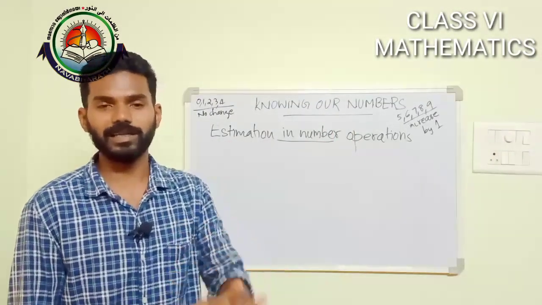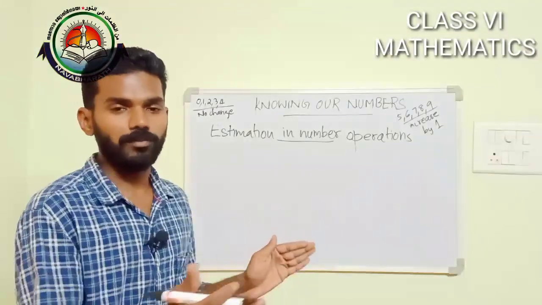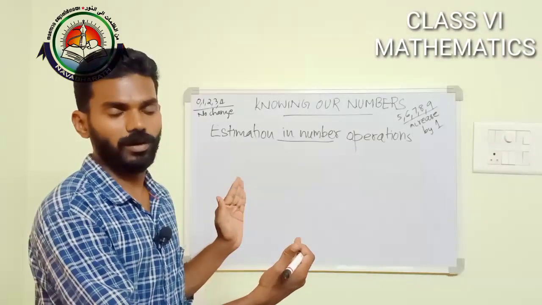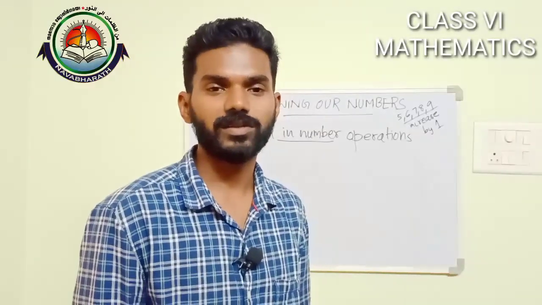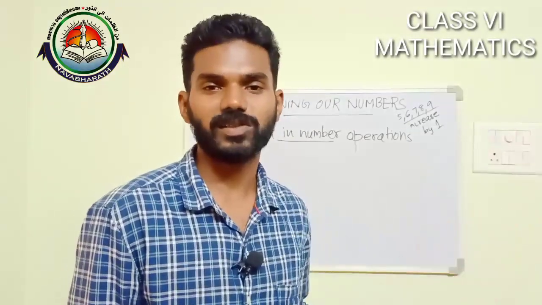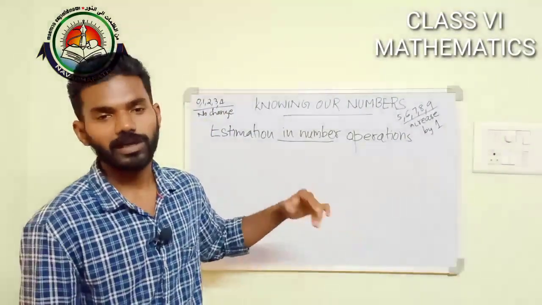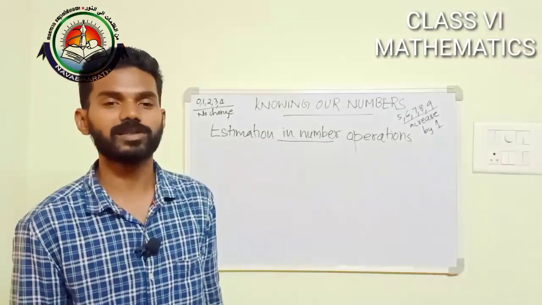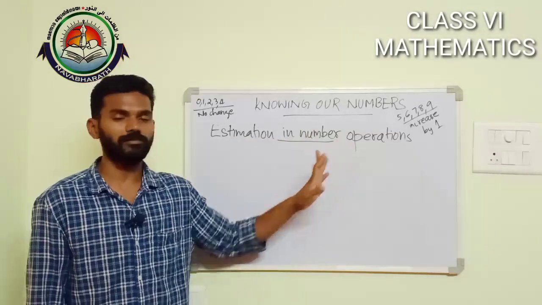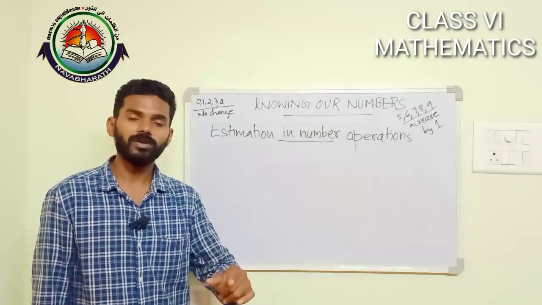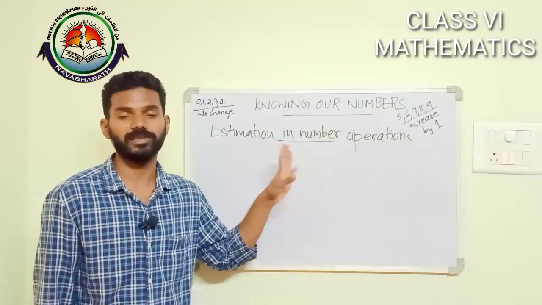And for doing that estimation, you would be informed that the given numbers should first of all be rounded off to certain places, to the nearest specified places. Clear? Then only you have to do either addition, subtraction, multiplication or division. This is what is meant by estimation in number operations. And now we will check out how this estimation in number operations can be done.